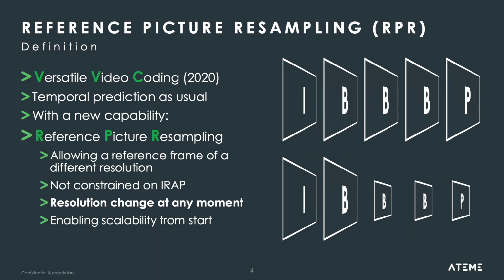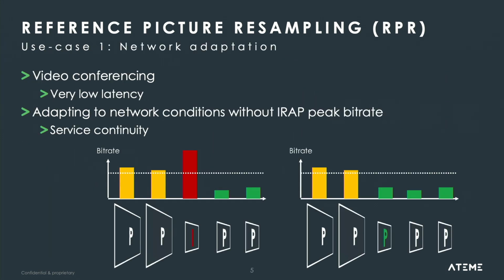And basically what that tool allows is for a B or a P frame to reference another frame that is not of the same size. And that was not possible in the base AVC, in the base HEVC, and that unlocks a lot of potential. It could arguably be described as one reason why Versatile Video Coding is true to its name, because it does indeed include versatility benefits. So let's go through some use cases for this new tool.